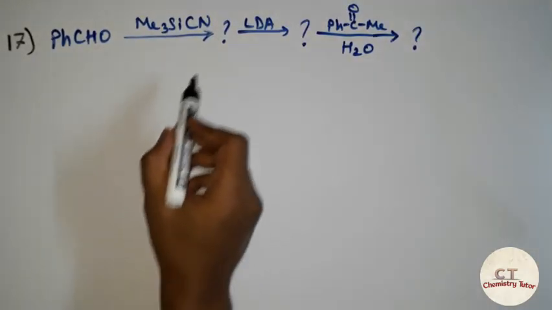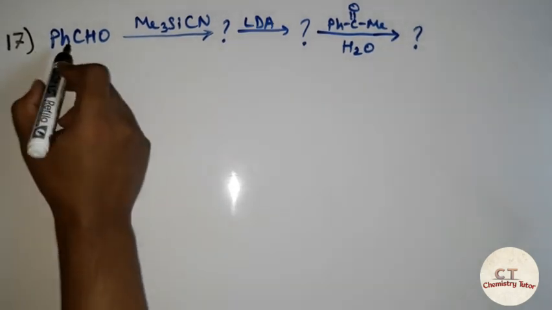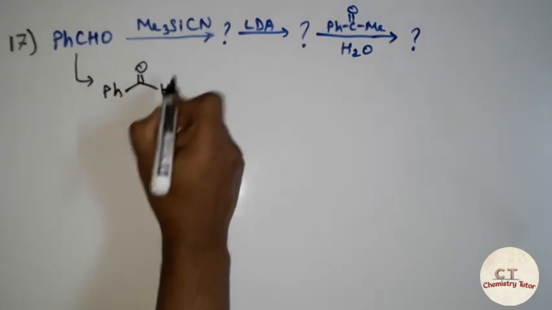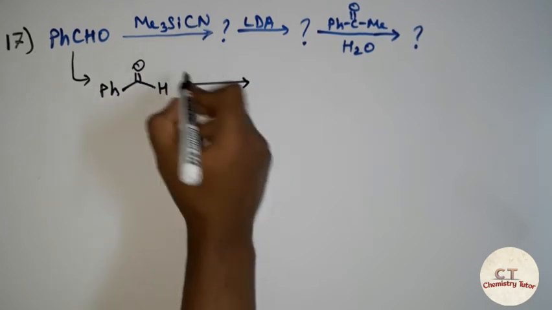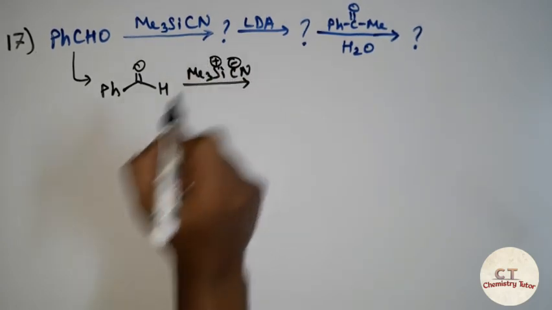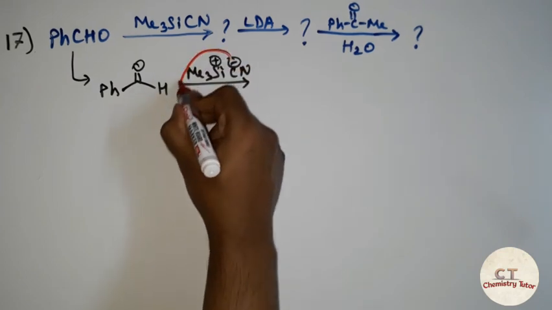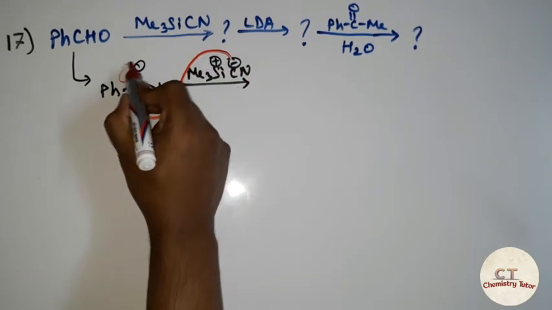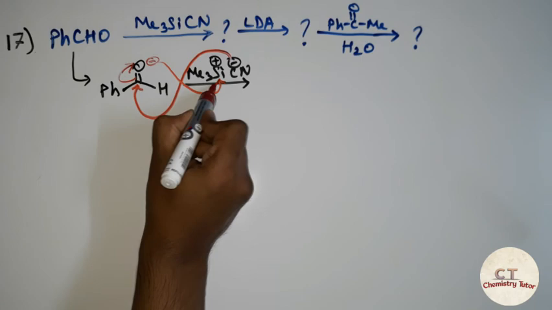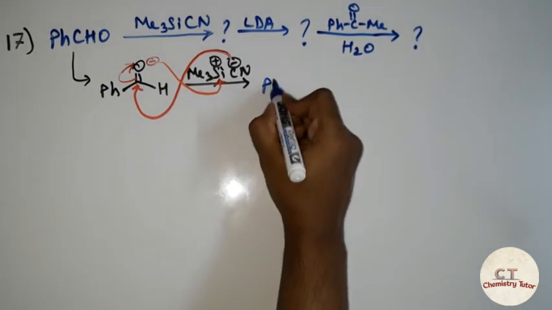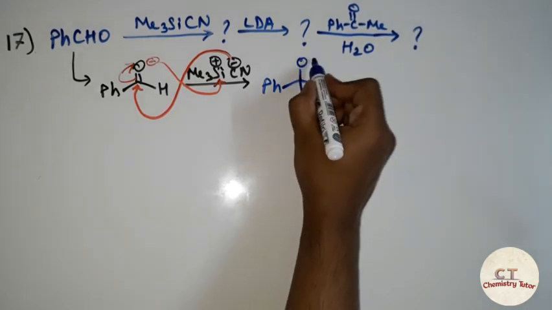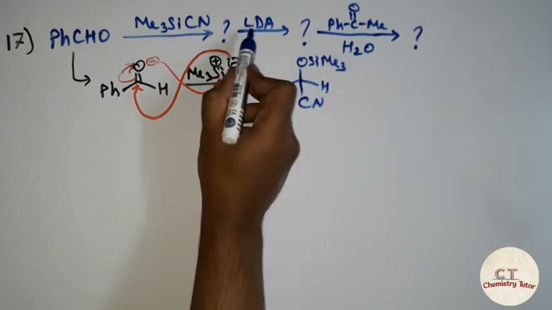The next question: now let's see how the products are formed in these reactions. This is an aldehyde. This is trimethylsilyl cyanide. I can write it like this: Me3SiCN, or it can be written like that. Then this cyanide is going to attack here at the carbonyl carbon, and it will become O minus. This O minus is further going to attack silicon, and we are going to get pH, H, cyanide and OSiMe3.